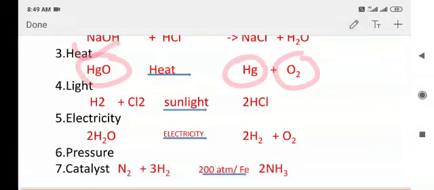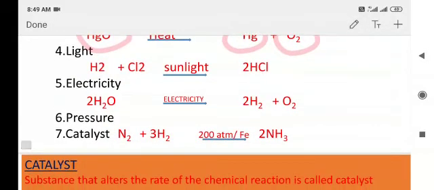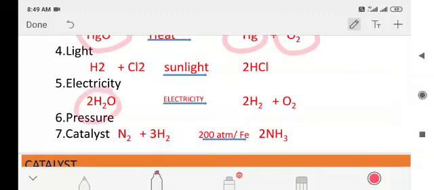The next condition is electricity. The compound water breaks into hydrogen and oxygen. This reaction takes place only if you supply electricity. That means electricity is also a condition for a chemical reaction.